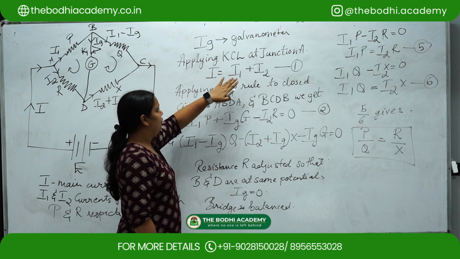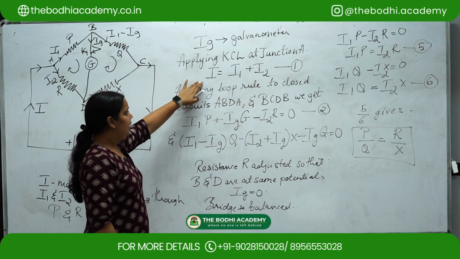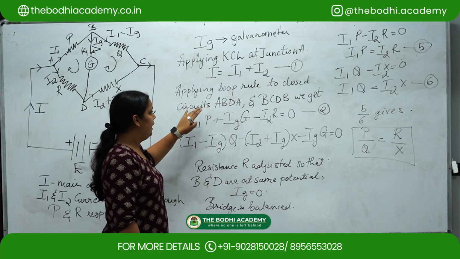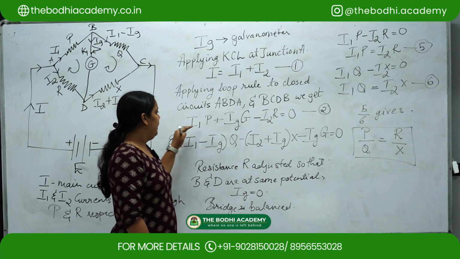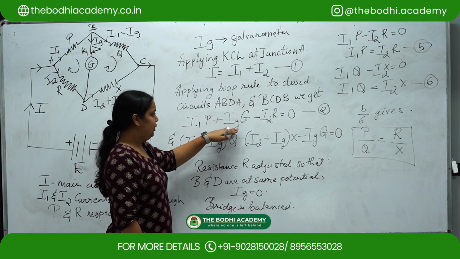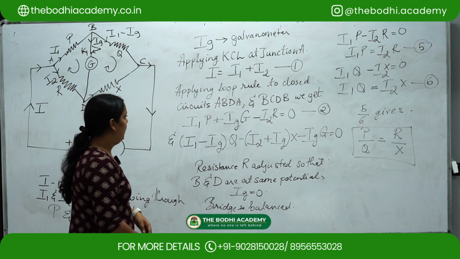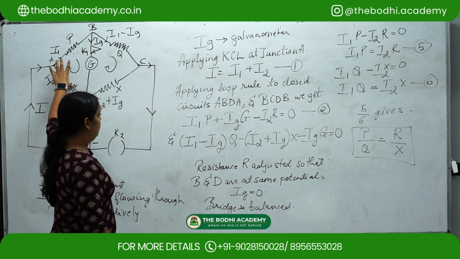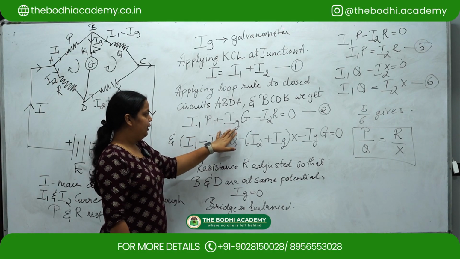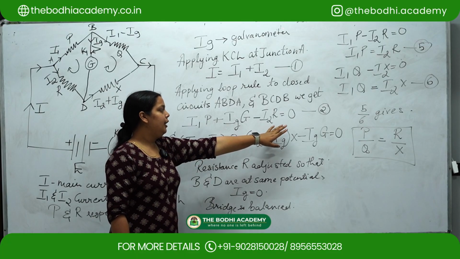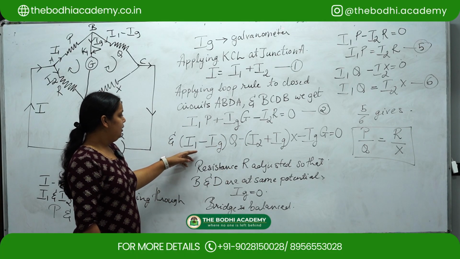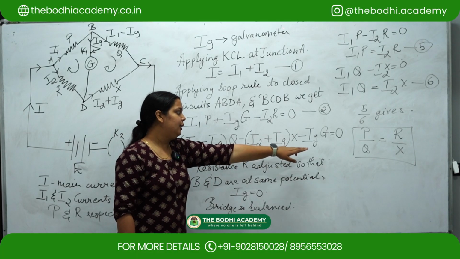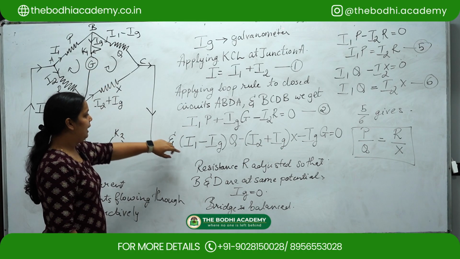So applying Kirchhoff's law at junction A, I equal to I1 plus I2, and applying the loop rule to closed circuits ABDA and BCDB, we get, for the loop ABDA, I1P plus IgG minus I2R equal to 0, and for the loop BCDB, (I1 minus Ig)Q minus (I2 plus Ig)X minus IgG equal to 0. In this loop we will get this equation.